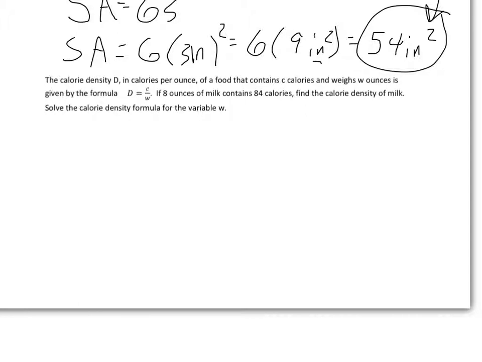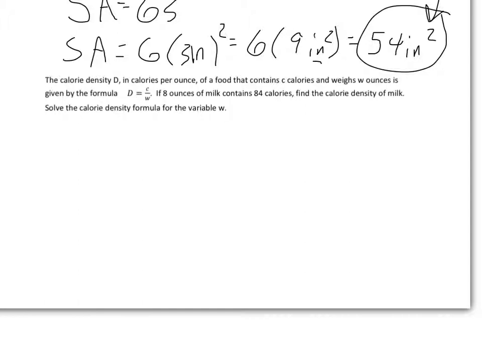Now this next one says the calorie density, in calories per ounce, of a food that contains C calories and weighs W ounces is given by this formula here. Really they're saying nothing more than that the calorie density is the calories per ounce, like how many calories per ounce something has. You can find that in the nutritional information on just about any food packaging. If there are more calories per ounce, that could be a good or bad thing. Protein has a lot of calories, so if you're trying to eat a lot of protein, calorie-dense food could be good. But ice cream is also very calorie-dense because it's high in fat.